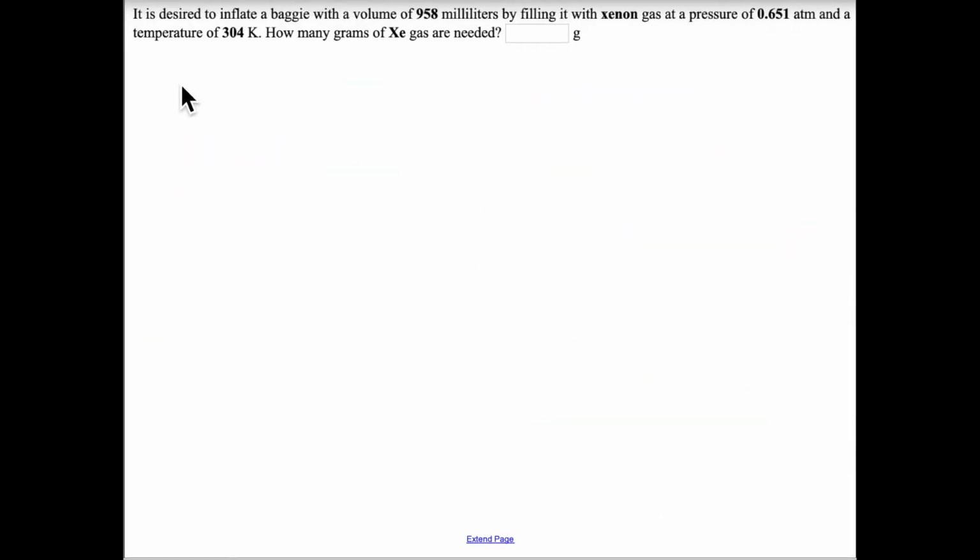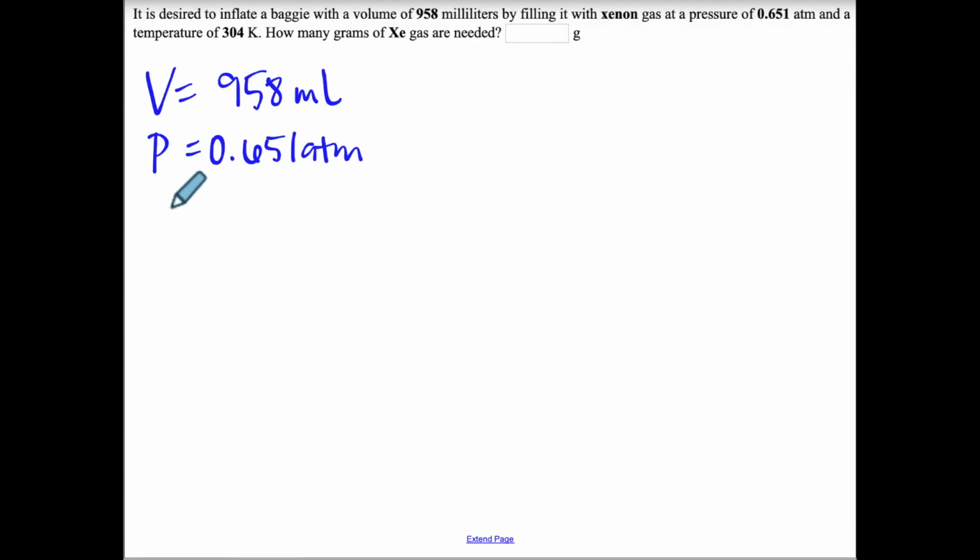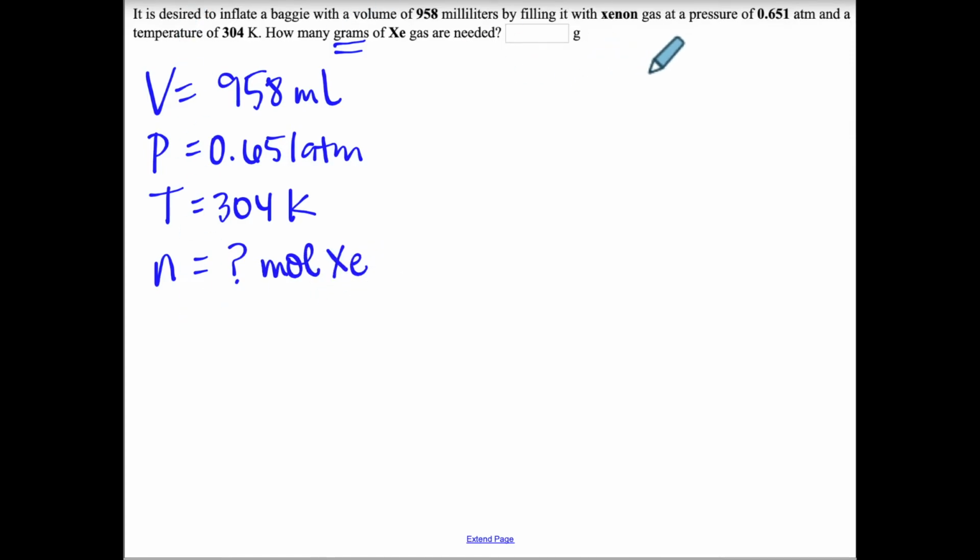All right, this one says that we want to inflate a baggie with the volume of 958 milliliters by filling it with xenon gas at a pressure of 0.651 atmospheres and a temperature of 304 Kelvin. It asks us how many grams of xenon we need. Now we can't put grams into the formula, but we can solve for moles and then convert that to grams. So we're going to try to solve for moles of xenon. We don't have any duplicates, so we're going to use PV equals nRT. We have to look at our units. We must change volume to liters.